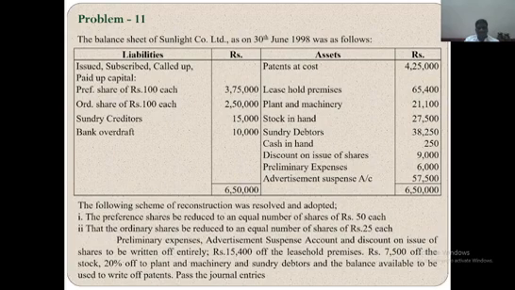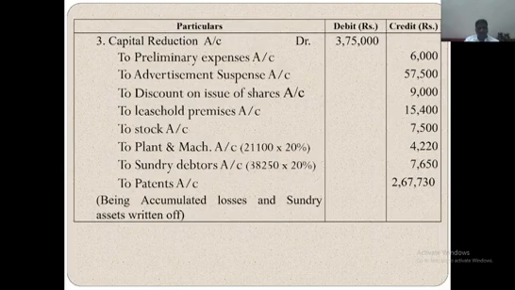The next, sundry debtors; balance available to be transferred to patent account, adjust to patent. So patent value how much? Balance one by one. First you have 3,75,000. First you can adjust preliminary expenses. Second, advertisement expenses. Third, discount on issue of shares. Fourth, leasehold premises. Fifth, stock. Sixth, plant and machinery at the rate of 20%, 21,100. Then sundry debtors, the 20%. Balance should adjust against patent, being accumulated losses and sundry assets writing up.